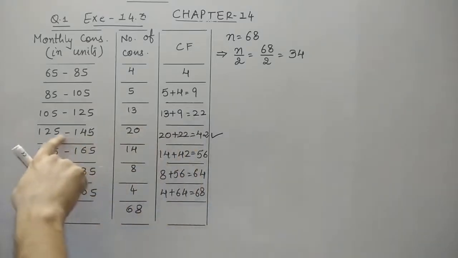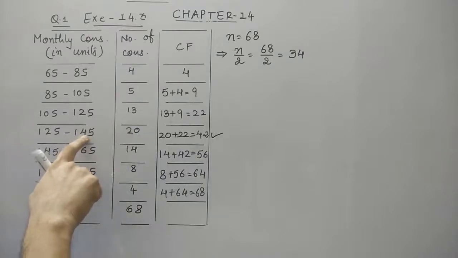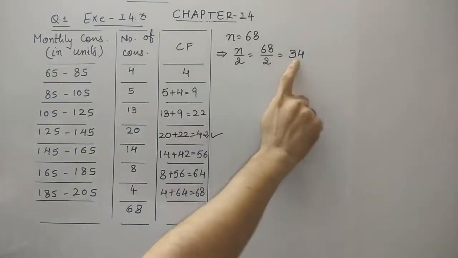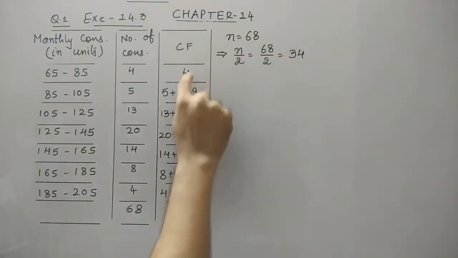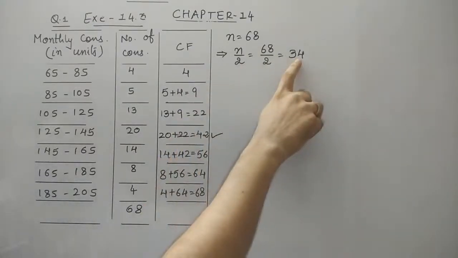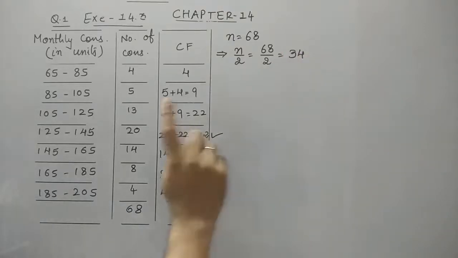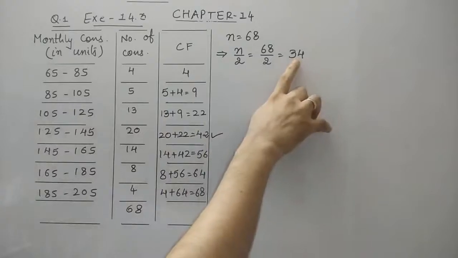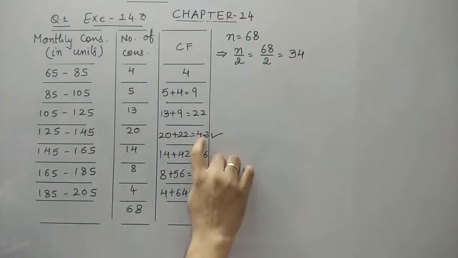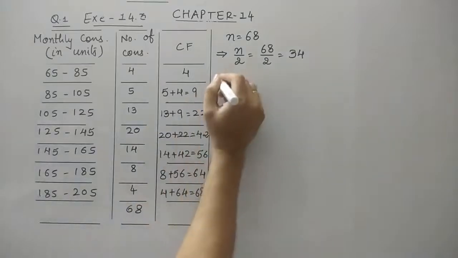Now the class of this CF, that is 125 to 145, is the median class. दोबारा समझ लो median class कैसे आया. The value which we obtain N upon 2, we have to check from CF. फिर ये value नहीं हो रहा है, so we have to go for the greater value of this. 34 से बड़ा number है 42, the next consecutive, or we can say the next larger number. ये नहीं चेक करना है, इससे नेक्स्ट बड़ा नंबर 42. So the class of this frequency is called median class.